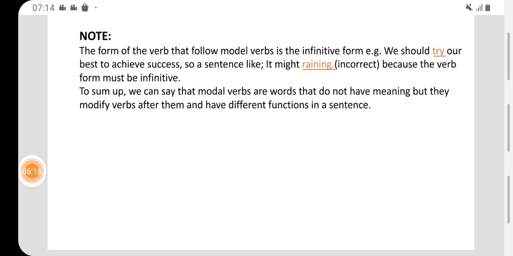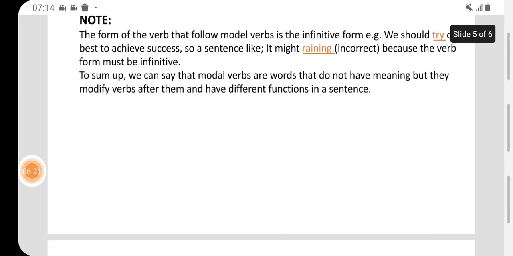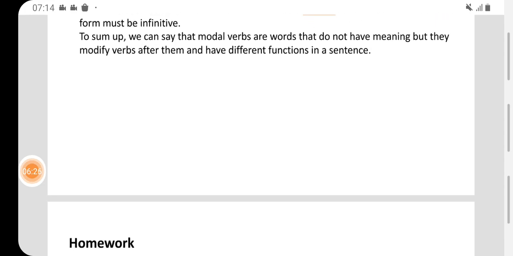To sum up, we can say that modal verbs are words that do not have meaning, but they modify the verbs after them and have different functions in a sentence.